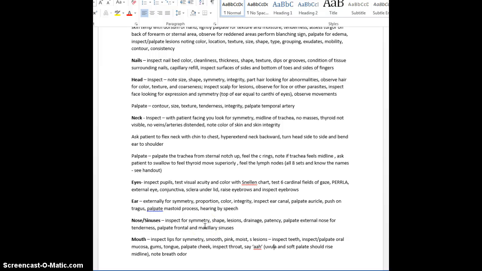Okay, now we're going to talk about the head, face, neck, including the regional lymphatics. You're going to inspect and palpate the skull first of all. The skull should be round, it should be symmetrical and appropriate related to the body size. It should feel symmetric and smooth.